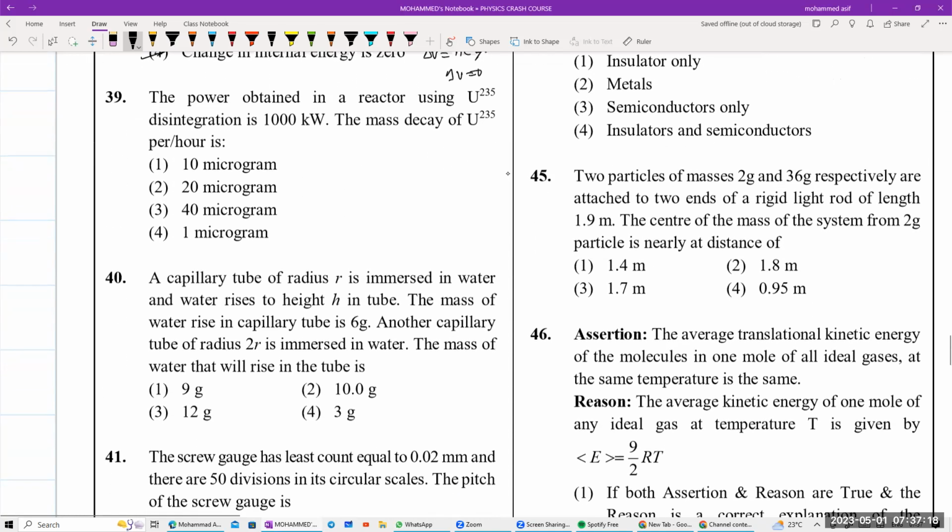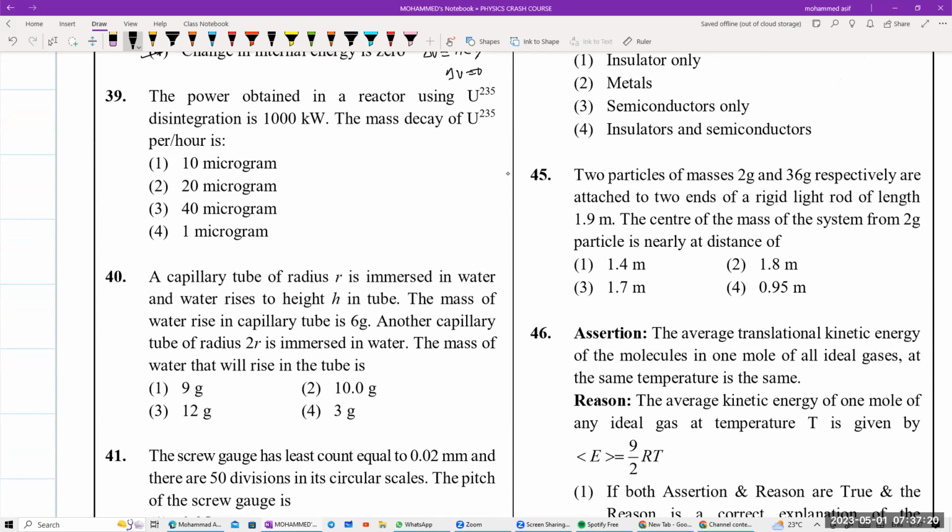Question number 39. The power obtained in a reactor using uranium-235 disintegration is 1000 kilowatts. The mass decay of uranium-235 per hour will be equal to how much? Power obtained in a reactor using uranium-235 disintegration is 1000 kilowatt hour. The mass decay will come back to this one, beta. Question number 40 देख लीजिए.